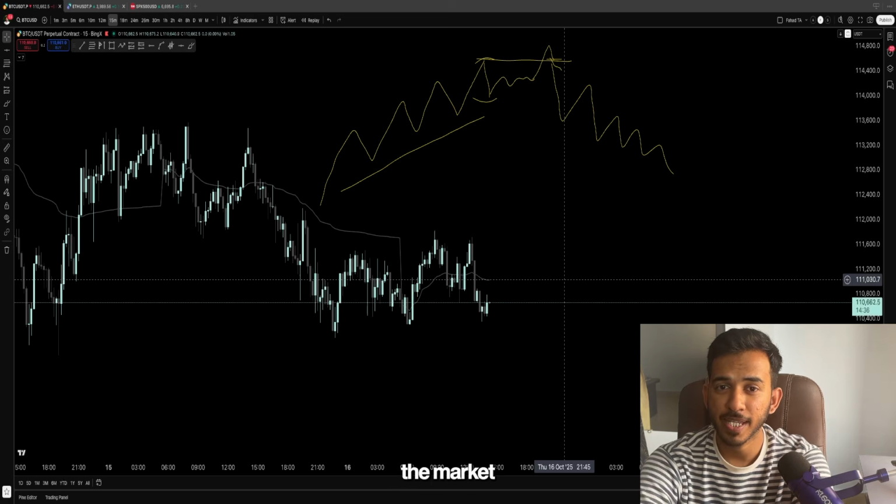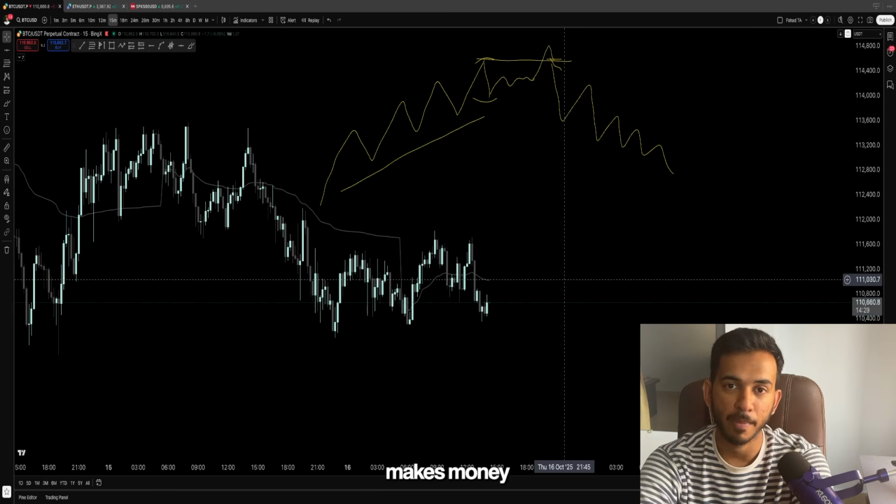Because once you start to read the market structure, you can literally see inside the candles. You can understand the strength and the weakness, and that is what makes money for you.